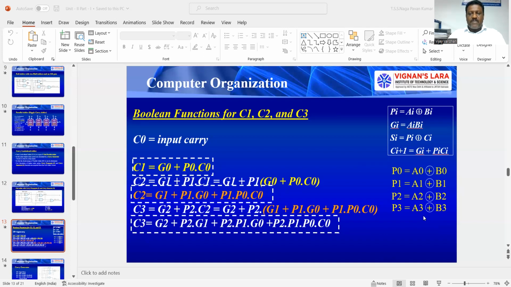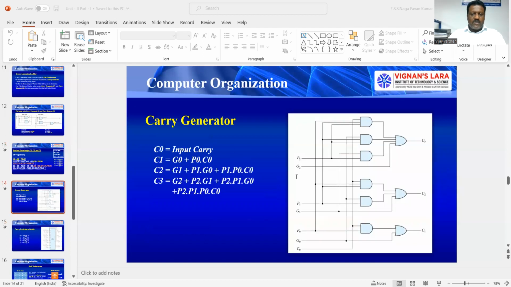So that is A0, B0, A1, B1, A2, B2, A3, B3. By considering only these values, I'll calculate what my higher order carries are. So by using these carries, I'll design a carry generator circuit. That is this. C0 is an input carry. C1 I just calculate as G0 plus P0 C0. And C2 is equal to G1 plus P1 G0 plus P1 P0 C0. And C3 is G2 plus P2 G1 plus P2 P1 G0 plus P2 P1 P0 C0.